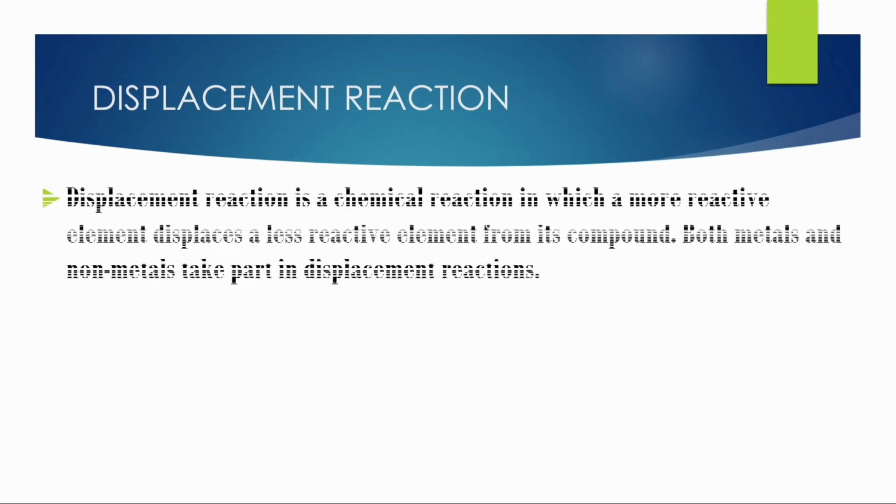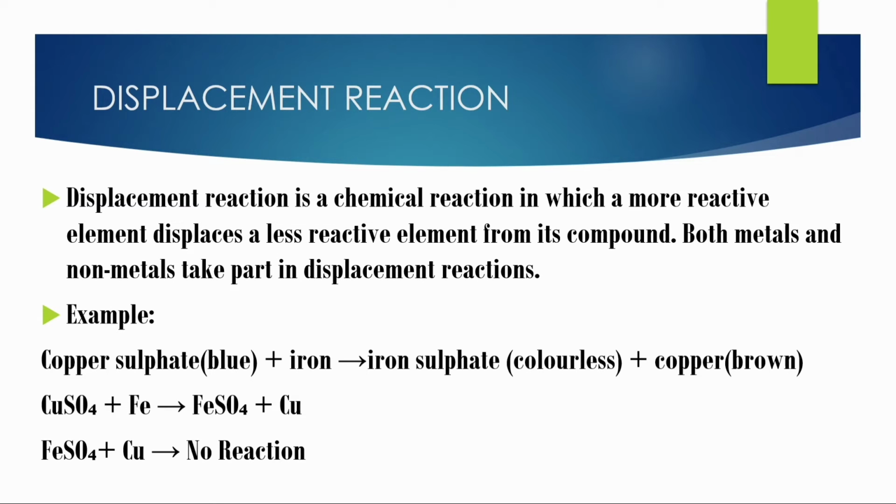Our next and the most important topic is displacement reaction. So, displacement reaction is a chemical reaction in which a more reactive element displaces a less reactive element from its compound. Both metals and non-metals take part in displacement reactions. Example, when an iron nail is placed in the blue colored aqueous solution of copper sulfate, after some time it is found that the intensity of the blue color of the solution slowly decreases and the iron nail becomes brownish in color due to deposition of copper. So the chemical reaction is copper sulfate plus iron, which will give iron sulfate plus copper.